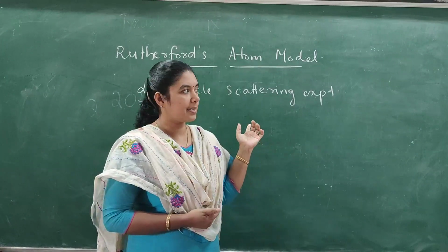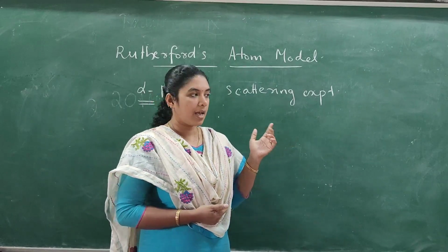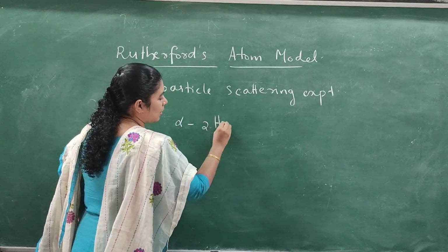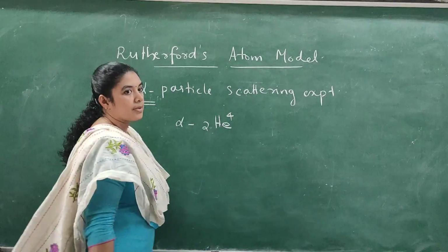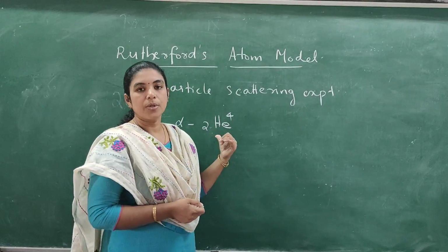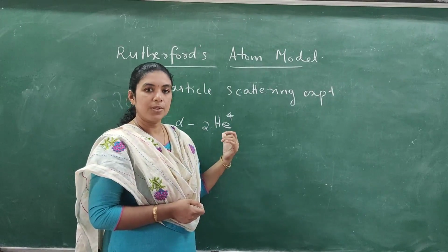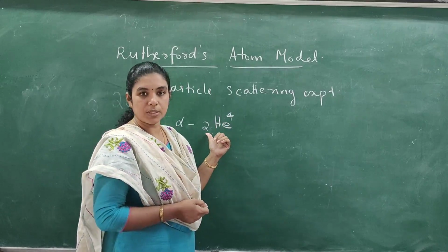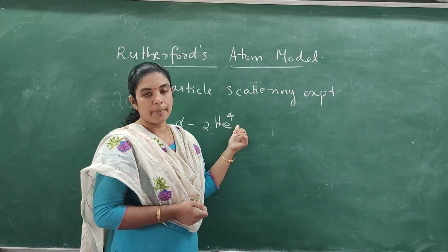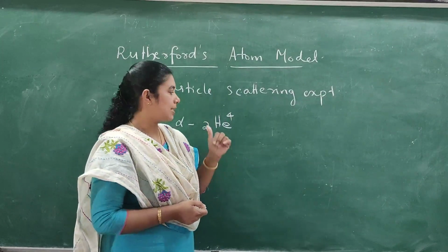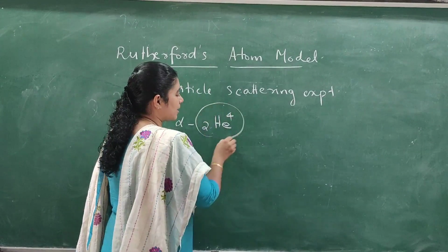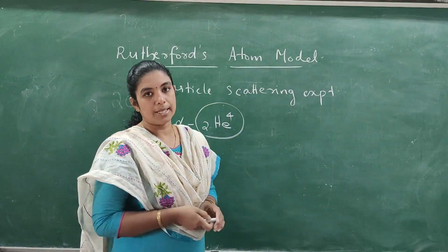For our experiment purpose, we need to know what this alpha particle is. Alpha particles are positively charged particles, and they are the nucleus of a helium atom. Maybe everyone knows what a helium atom is. Helium consists of 2 protons, 2 neutrons, 2 electrons. So its atomic number is 2 and mass number is 4. The nucleus of a helium atom consists of 2 protons and 2 neutrons, which means an alpha particle is the nucleus of a helium atom.